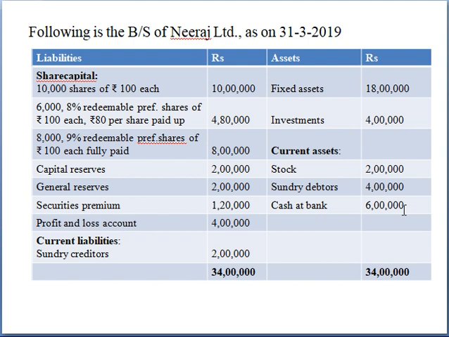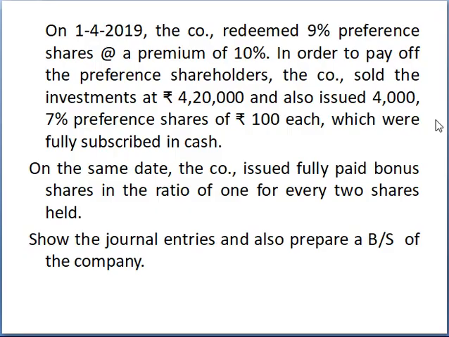The company does not have the amount, so that's why the company sold its investment for 4,20,000. But check the investment book value. The book value is 4 lakhs, but it is sold for 4,20,000, which means the company sold for a profit, right? So the profit on sale of investment is 20,000.